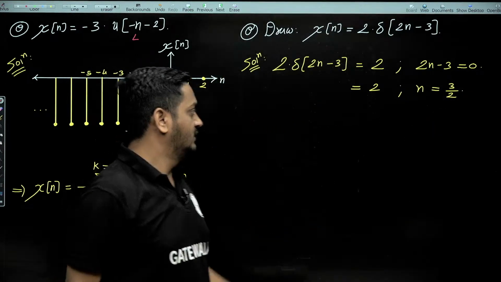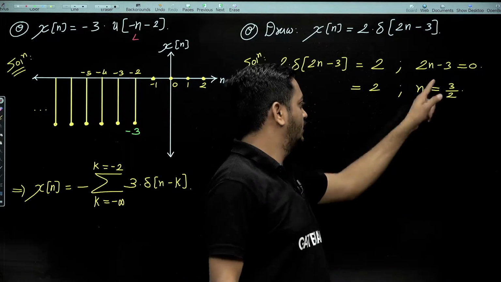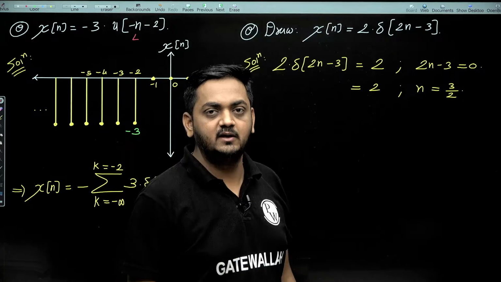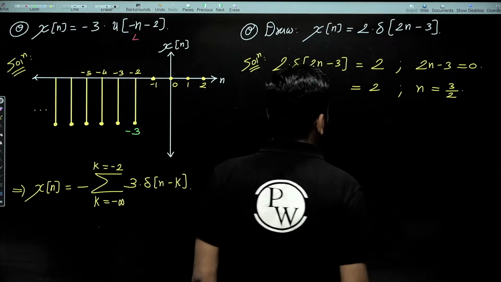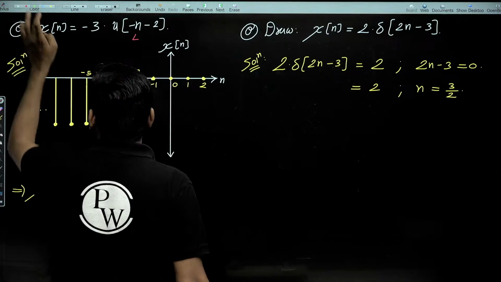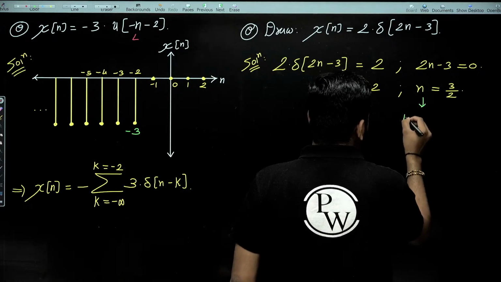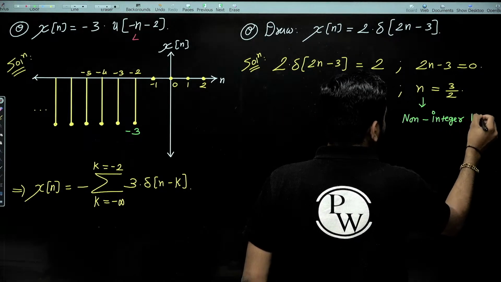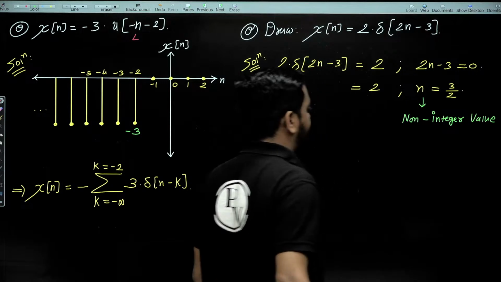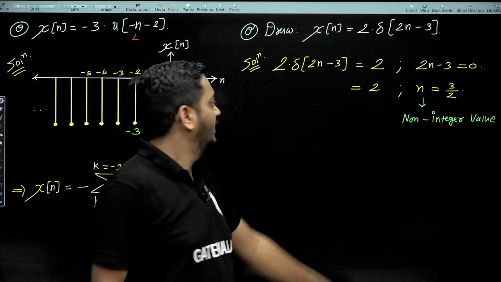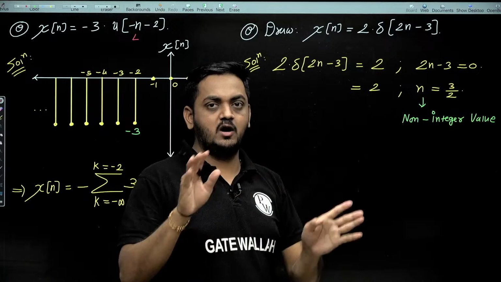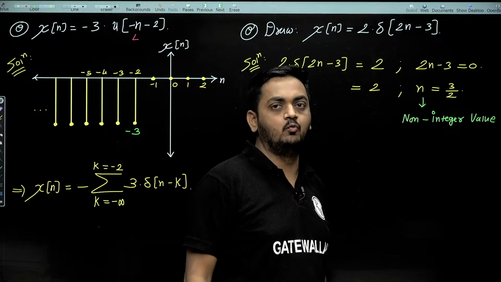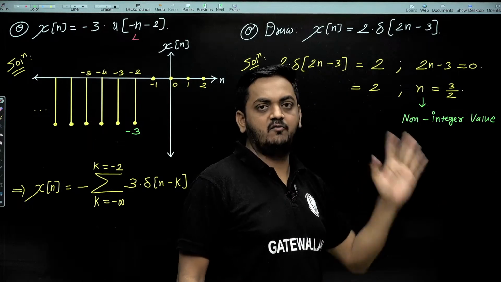Now tell me, is this 3 by 2 an integer or non-integer? Of course this is non-integer. A non-integer value does not exist, it is not defined for a discrete time signal, guys. So that's why this x of n, this impulse function, is not defined. You cannot say this is located at 3, or that this is located at 3 by 2. This is not defined.